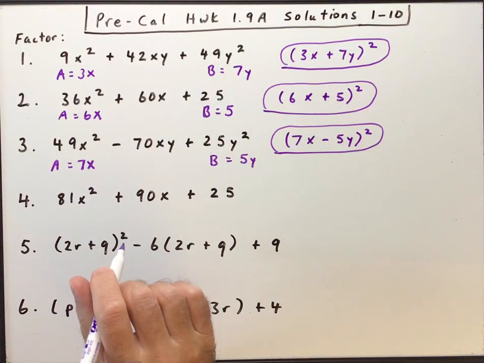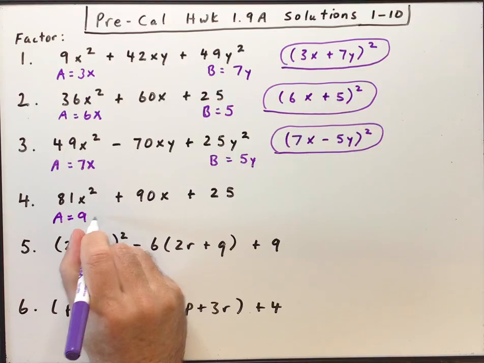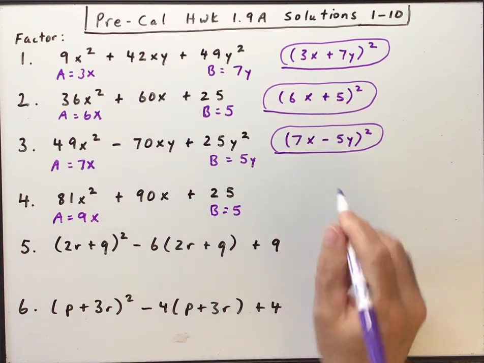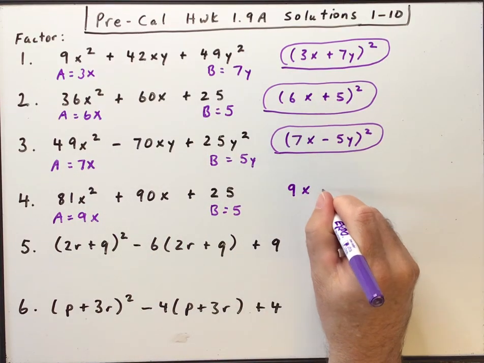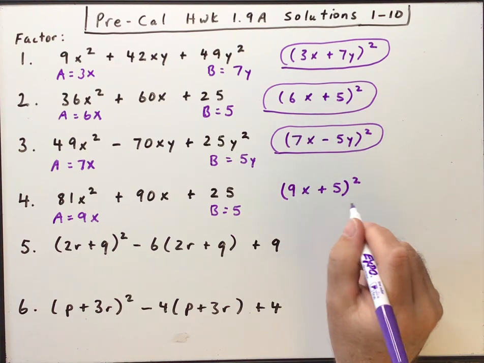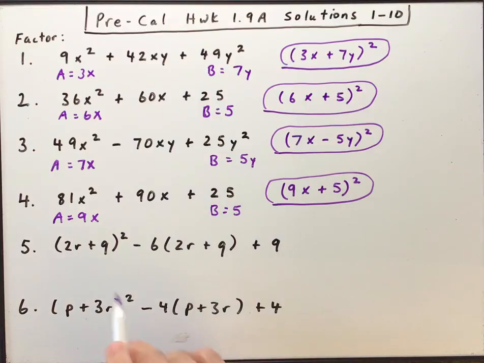All right, number 4, a would be 9x, and b is 5. All plus, so this would factor into 9x plus 5, all squared. All right, so thank goodness for this pattern, or you would be just having a trial and error of this, so it wouldn't be much fun.